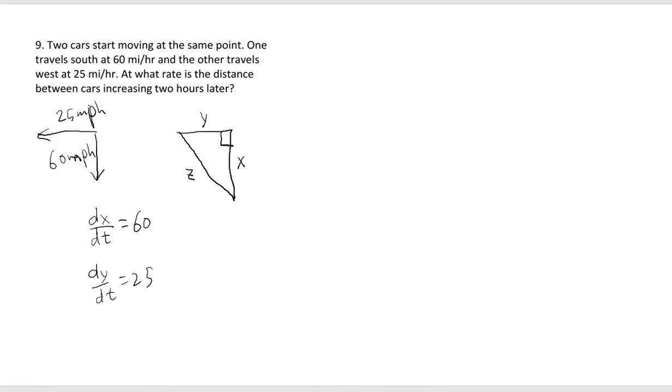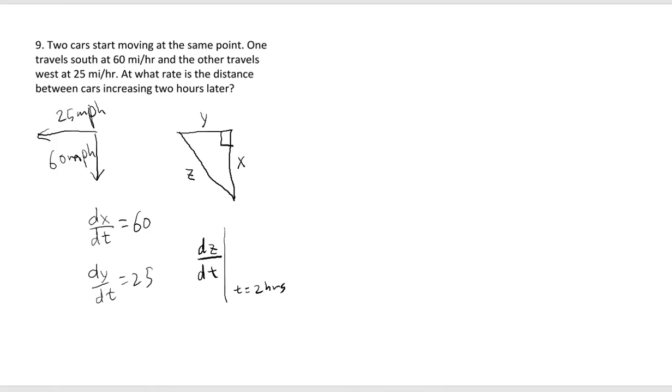At what rate is the distance between cars increasing 2 hours later? So it's asking for the rate of change of the distance of the cars when time t is equal to 2 hours. Well, let's come up with a relationship between x, y, and z, and we'll think about what to do with t equals 2 hours later.